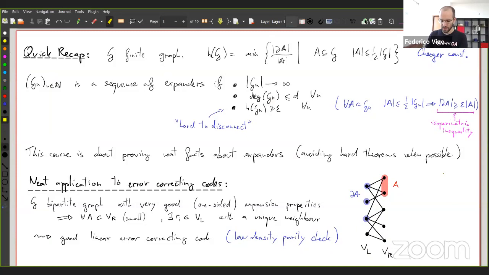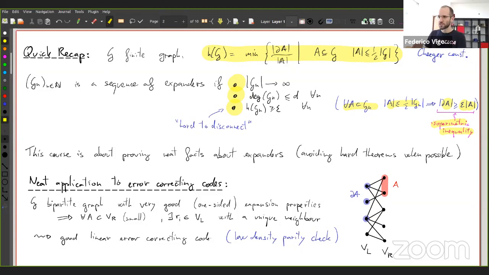Last time, we said that G would be a finite graph, and we defined the Cheeger constant. It was defined as the minimum of the ratios of the size of the boundary of a set as you let all the sets range within the subsets of the vertices of the graph. And then we defined a sequence of expander graphs as a sequence of finite graphs that gets larger and larger, have uniformly bounded degree, and satisfy a uniform lower bound on the Cheeger constant. And this is a notion of isoperimetric inequality, because it means that for every subset you pick that has less than half the total number of vertices, its boundary is at least epsilon times as large as the set. So it is an intrinsically geometric notion from this perspective.